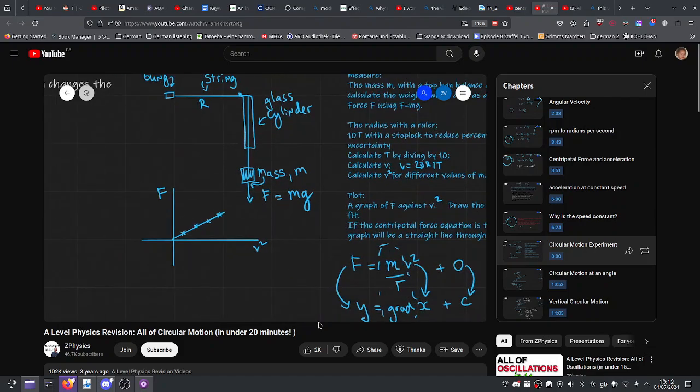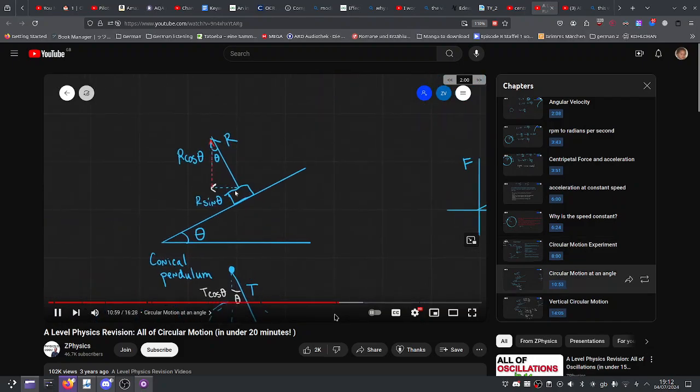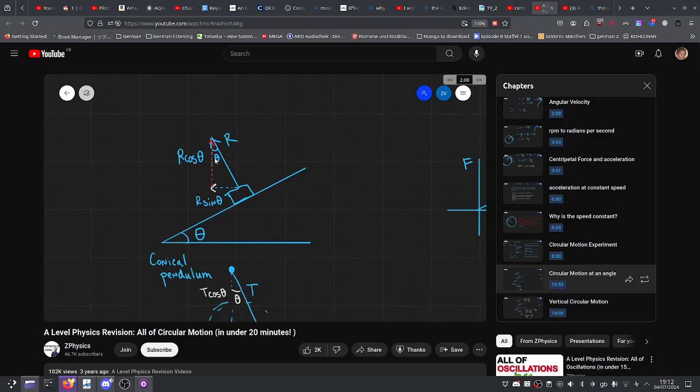Okay, now let's have a look at circular motion at an angle. So we have something like a car which is turning to the left. The normal reaction R is always at 90 degrees to the angle of the slope. So that means that this angle here is going to be equal to this angle here. This is because of similar triangles, by the way.